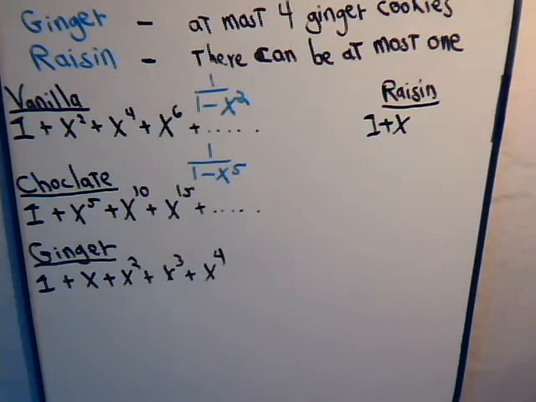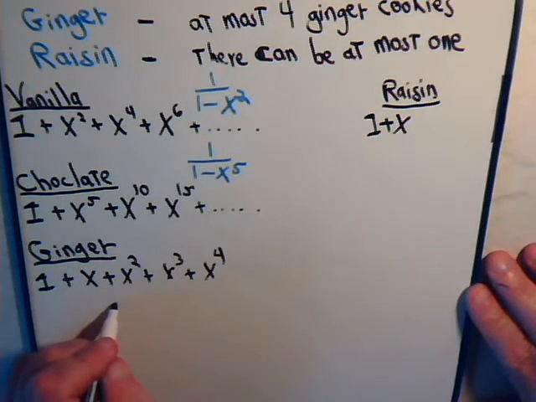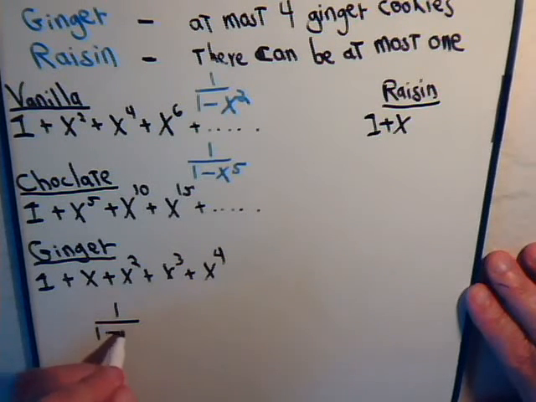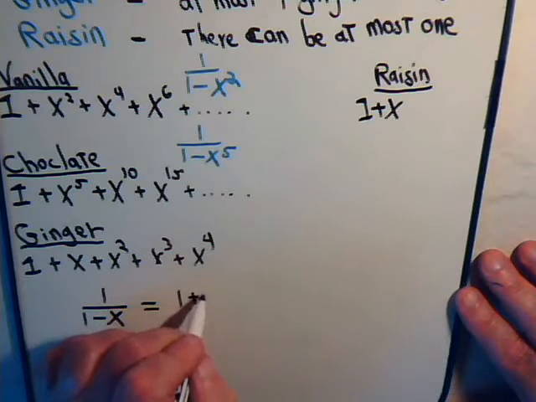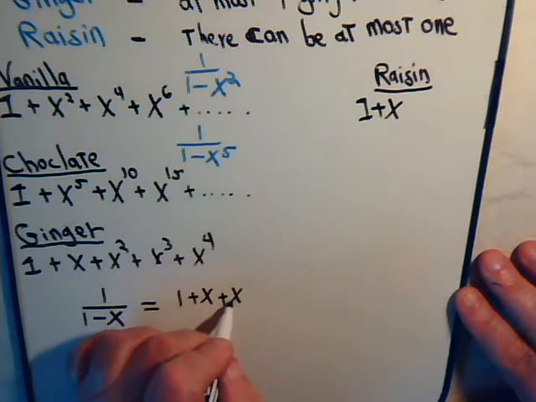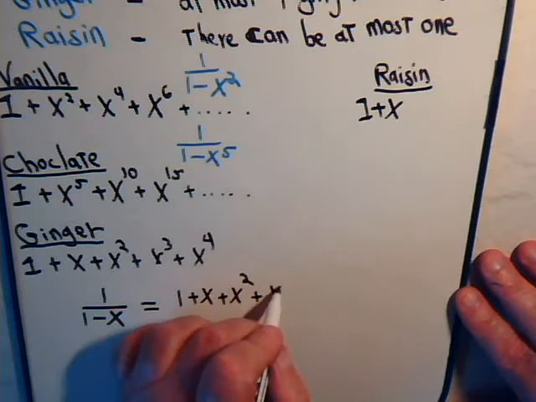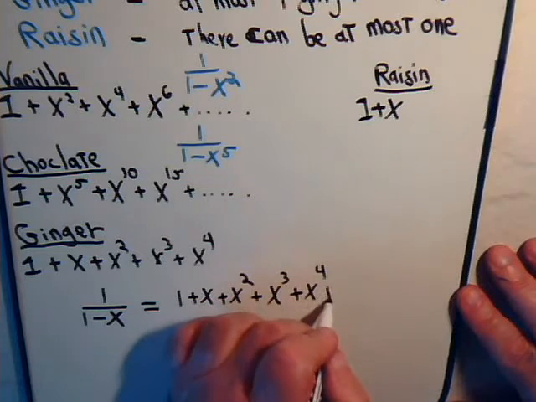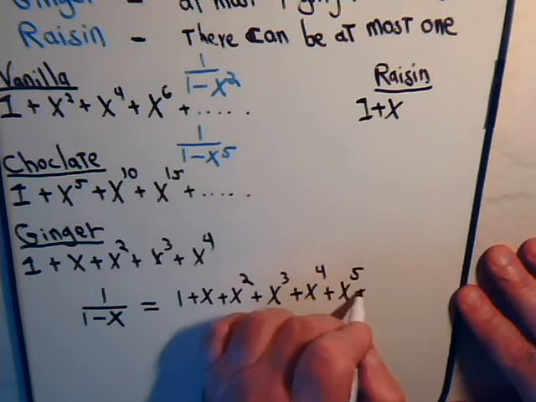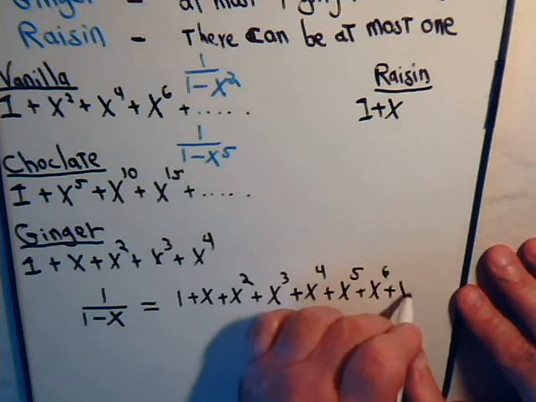Here we have 1 plus x squared plus x cubed plus x to the 4th, and it stops. We can put this in a better form to work with by doing some simple manipulations. Remember that 1 over 1 minus x equals 1 plus x squared plus x cubed plus x to the 4th, and it continues on the way on out to infinity, like this.